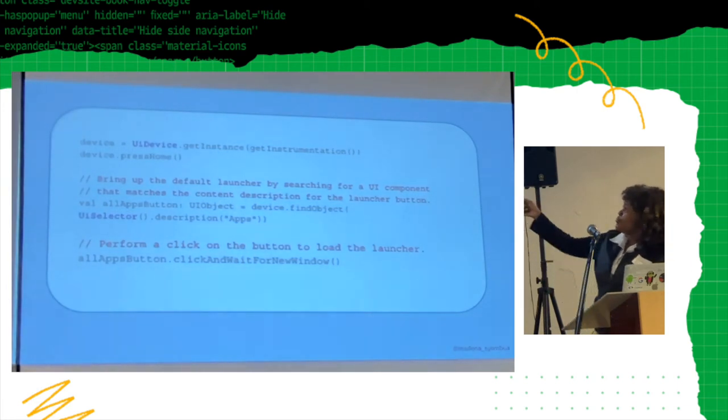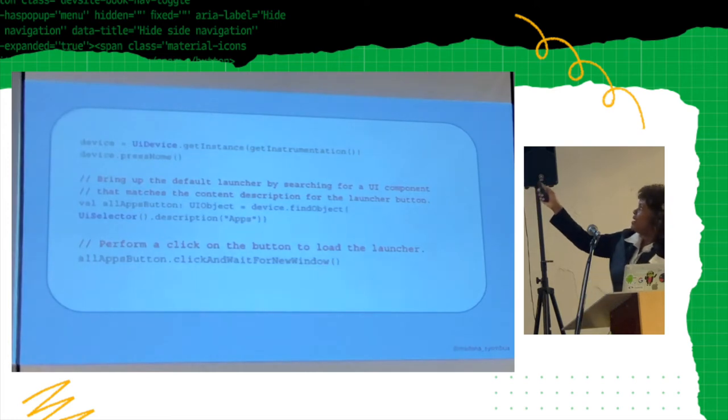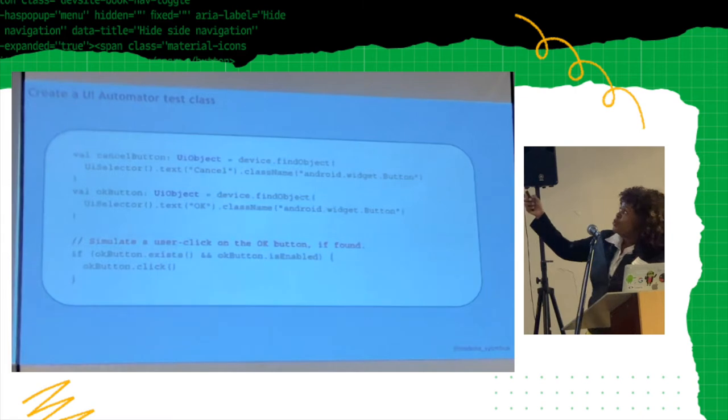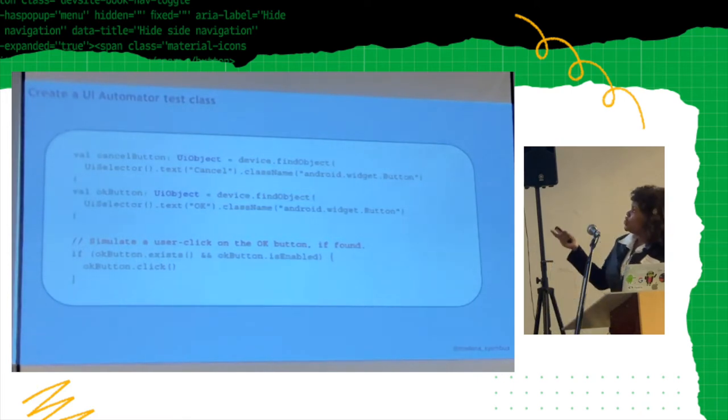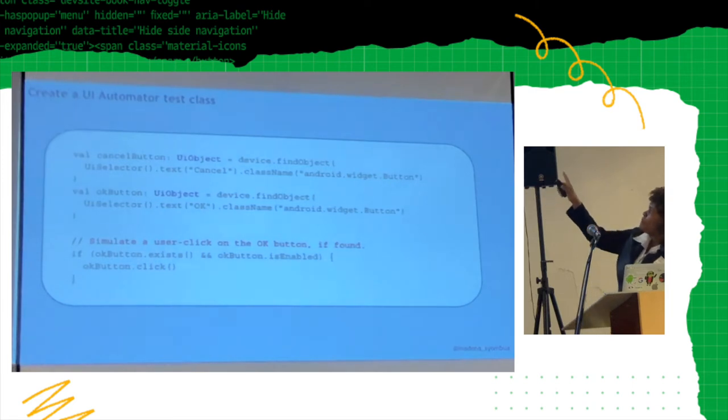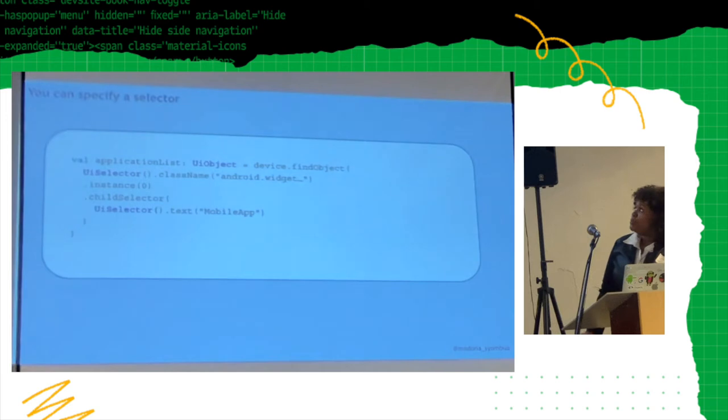Okay, so as you can see, for all apps buttons, you perform a click on the button to load the launcher. Now, another example here: your UI automated test class should be written the same way as a JUnit4 test class. You can learn more by creating JUnit4 classes and using the assertions and annotations, such as creating a unit test class. You can also add a RunWith AndroidJUnit4. And as you can see here, we have that particular cancel button, which is a UiObject. You see text cancel, and then you have the class, which is a button, and then you can perform all that. And then simulate the user click on the OK button if found. So pretty similar to the way we write the other Espresso tests, but this is definitely all done in an automated way.